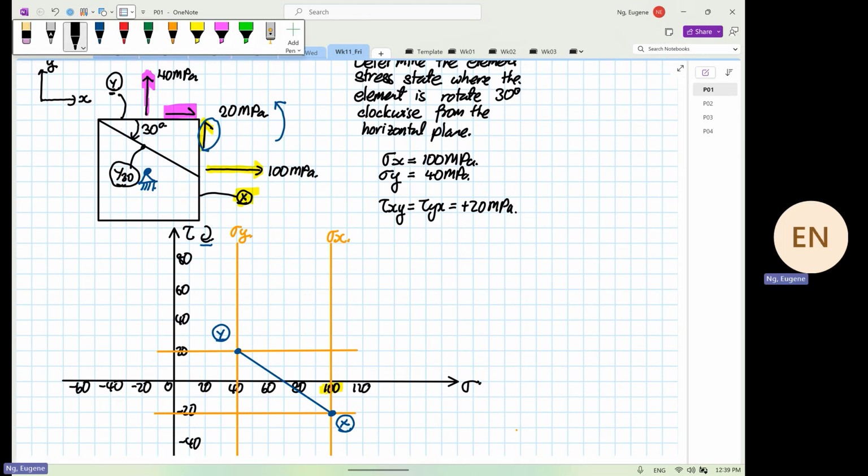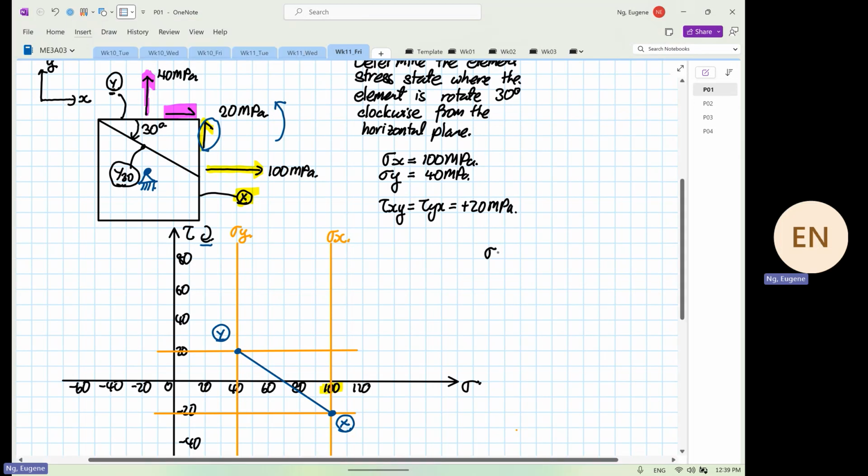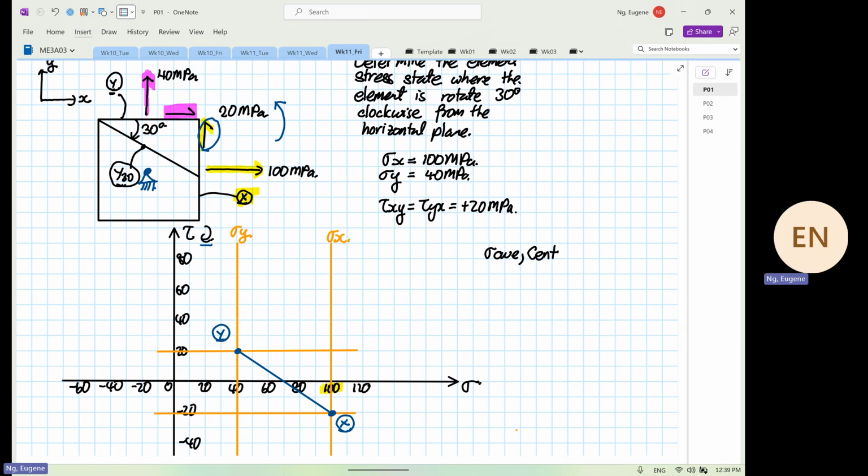From here, we can calculate our stress average. Our stress average is also equal to the center of the circle. So your stress average is equal to stress X plus stress Y divided by what? Divided by 2. So we are going to have 100 plus 40 divided by 2. This is equal to 70 megapascal.